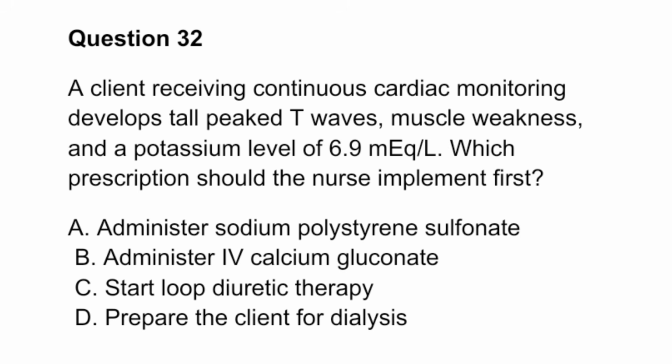Question 32. A client receiving continuous cardiac monitoring develops tall, peaked T waves, muscle weakness, and a potassium level of 6.9 milliequivalents per liter. Which prescription should the nurse implement first? A. Administer sodium polystyrene sulfonate. B. Administer IV calcium gluconate. C. Start loop diuretic therapy. D. Prepare the client for dialysis.